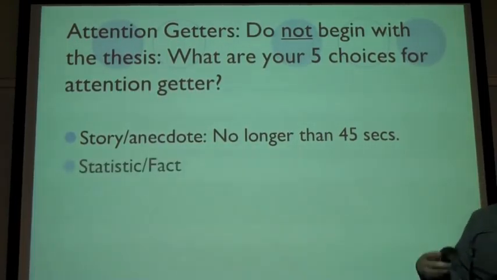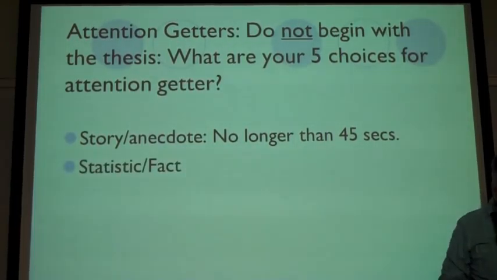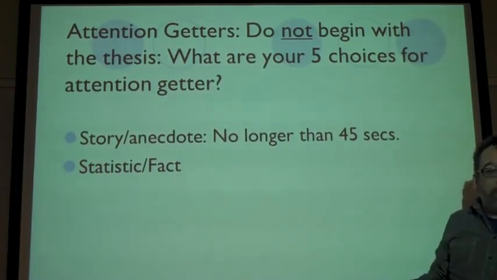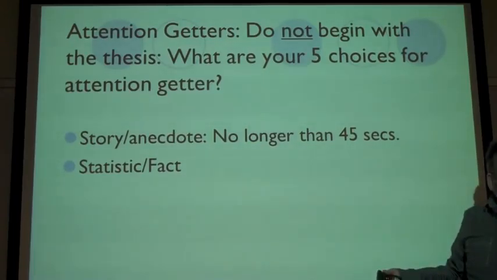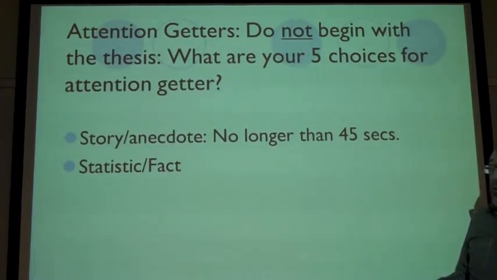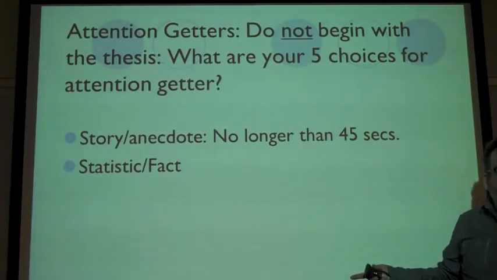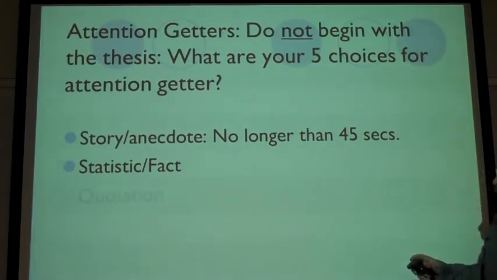Second of all, you can do a statistic or a fact. So for example, if you're doing something on LeBron James or Michael Jordan, you could tell us about how many points they scored in a given game. Or if you're talking about Kanye West, how many different platinum albums he has sold. Or Taylor Swift, how many albums she sold in a given day.